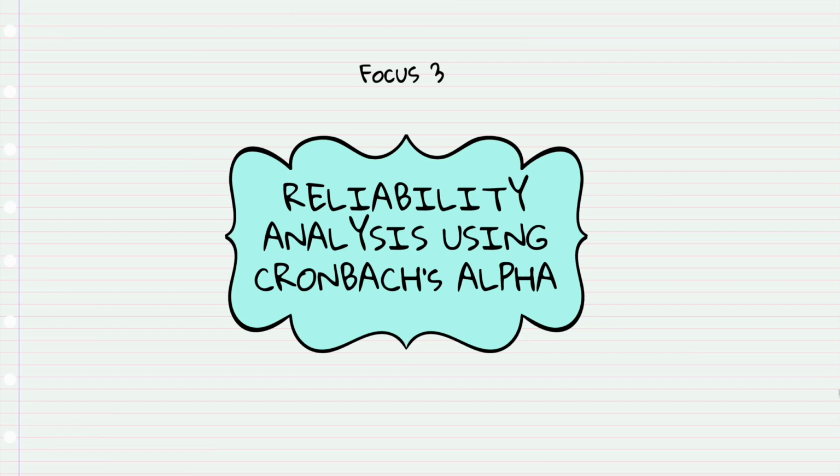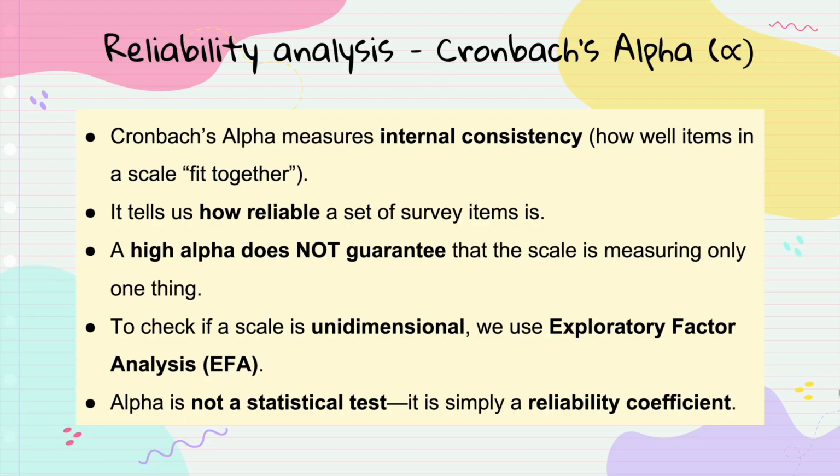We will start with reliability analysis using Cronbach's alpha. Cronbach's alpha measures internal consistency, in simple terms, how well the items in a scale fit together. It tells us how reliable a set of survey items is. But remember, a high alpha does not automatically mean the scale measures only one thing. If we want to check unidimensionality, we use EFA. And alpha itself is not a statistical test. It's just a reliability coefficient.